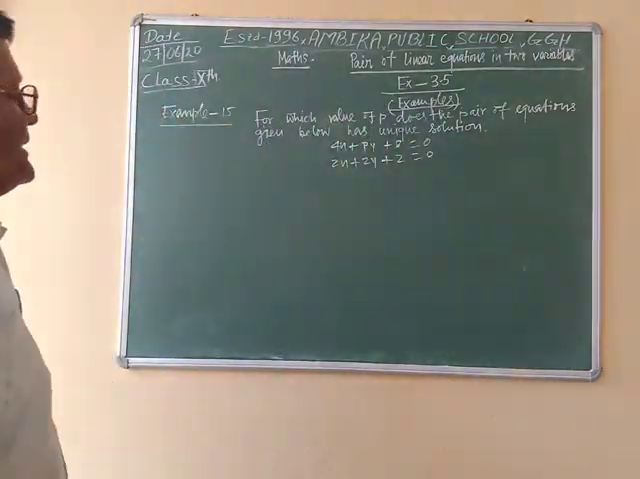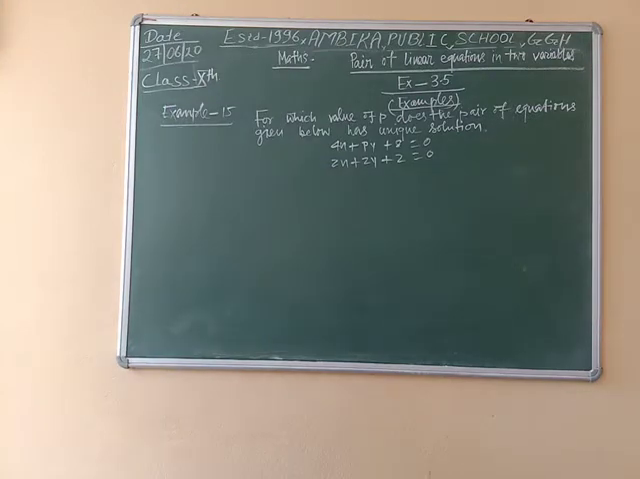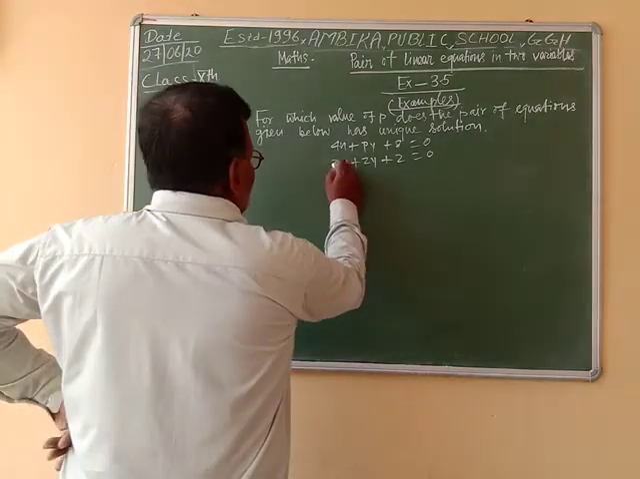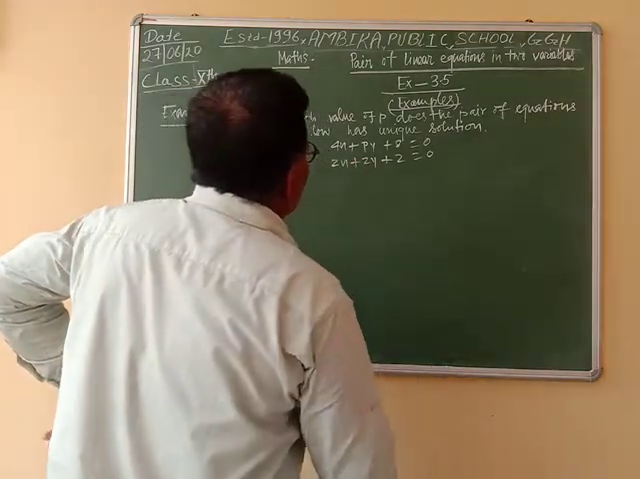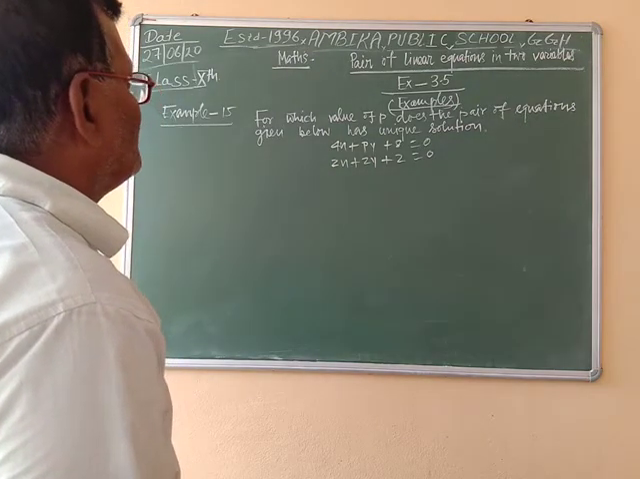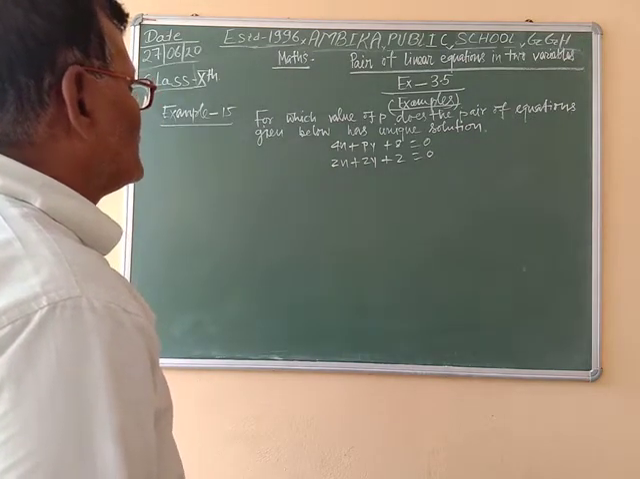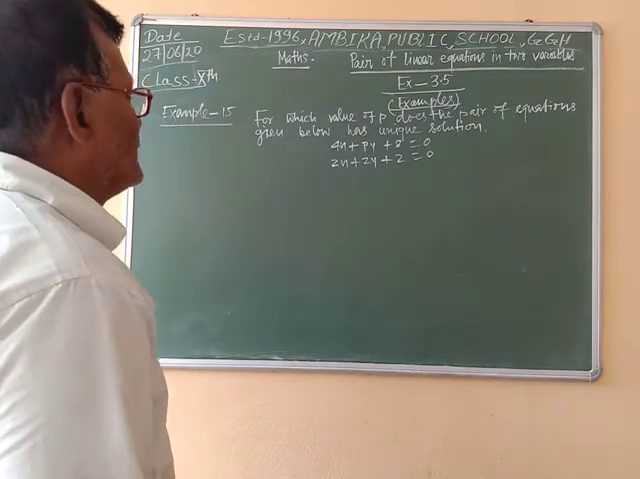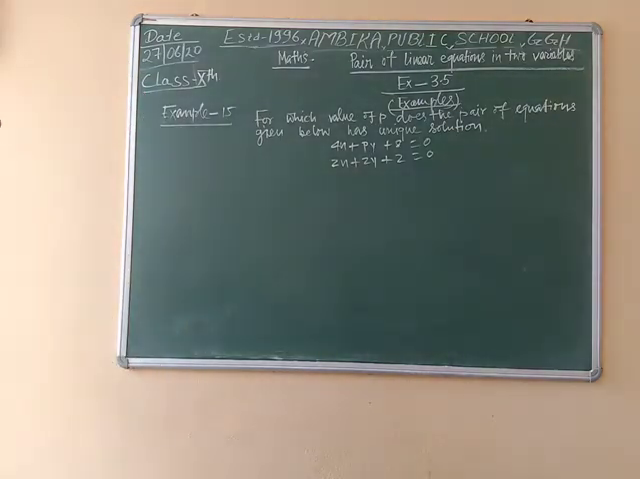Here we are given a pair of equations: 4x plus py plus 8 is equal to 0 and 2x plus 2y plus 2 is equal to 0. We have to find the value of p for which the pair of equations has unique solution.